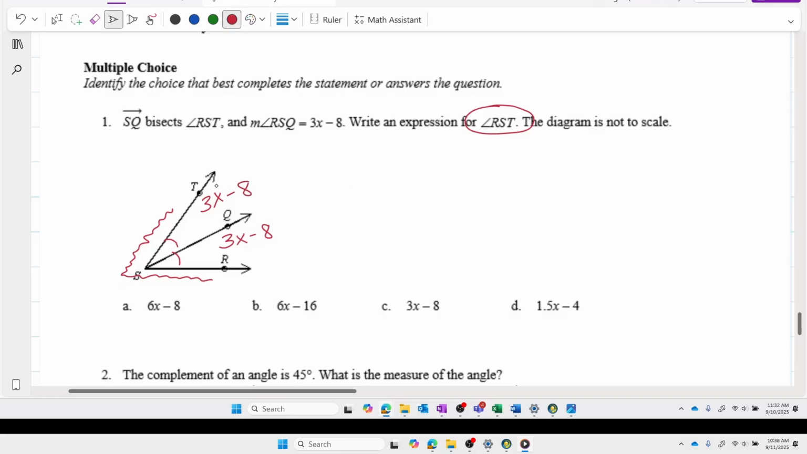So you're going to write an expression for this angle RST. Well, it's the sum of these two smaller angles, so it's going to be 2 times 3x minus 8. And then just put it in simplest form. What's 2 times 3x? 6x. And 2 times negative 8 would be negative 16. So there's the expression for the big angle in simplest form.